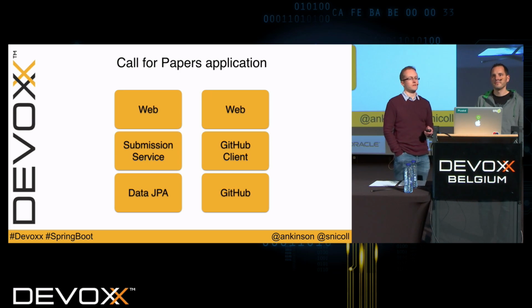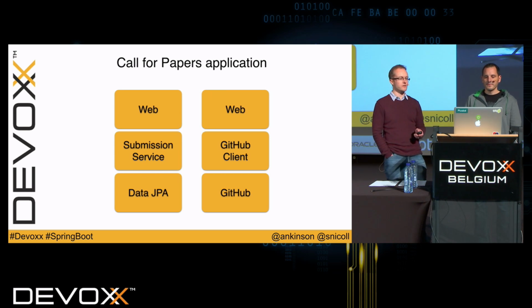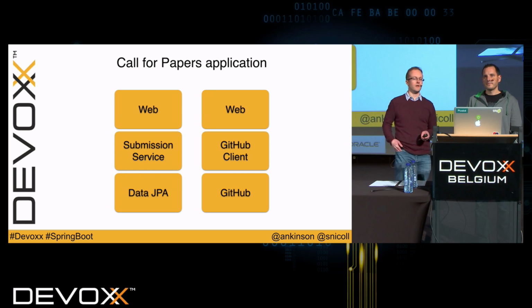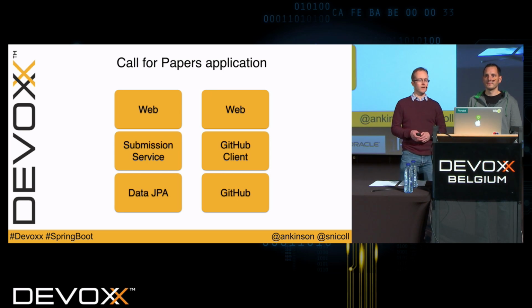So the app that Stéphane just described, the Call for Papers app, if you look at the diagram here illustrating its construction, there are two different columns of functionality in the app. There's the submission piece. We just saw the web controller for that. That's sitting on the top, on the left-hand side, sat on top of the submission service. And then beneath that, we've got a Spring Data JPA repository.